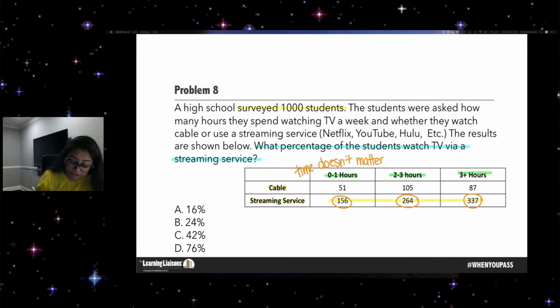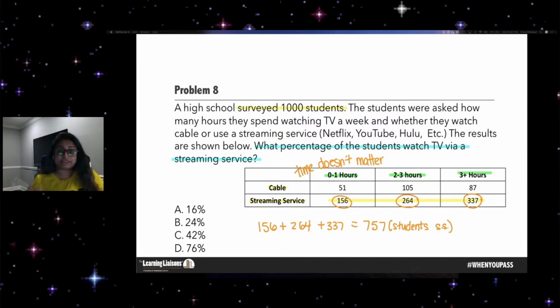All right, so let's go ahead and add them all together. 156 plus 264 plus 337. All right, and that gives a lovely total of 757 students. I'm going to put SS for streaming services. All right, so we know that 757 students watched the streaming service.